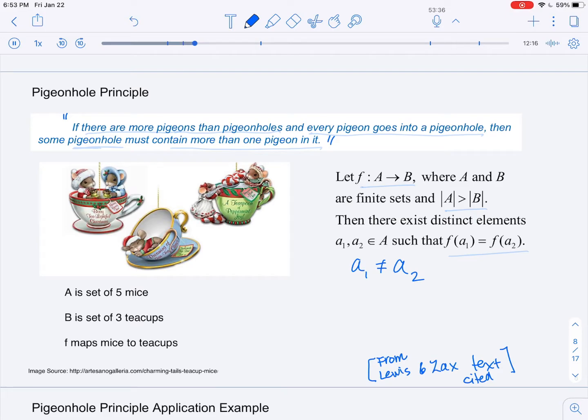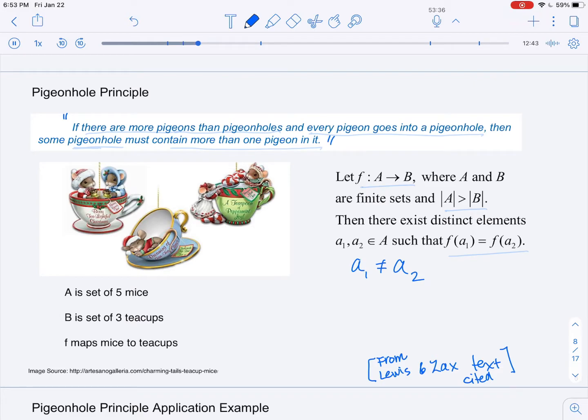Now, just to look at some intuition, here in this illustration we have 5 mice, and there are only 3 cups, and our function is mapping the mice to the teacups. So we can see that when we map 5 mice to 3 cups, at least one cup will have more than one mouse in it. But it doesn't really say that none of the cups can be empty.